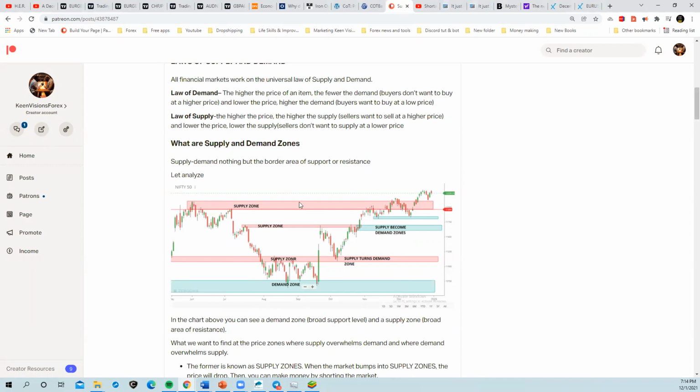So here's another little diagram. You see where they mark out the supply levels. We have supply zones. You even have demand zones down here, and then you have areas where supply will turn into a demand zone or a break, a retest.